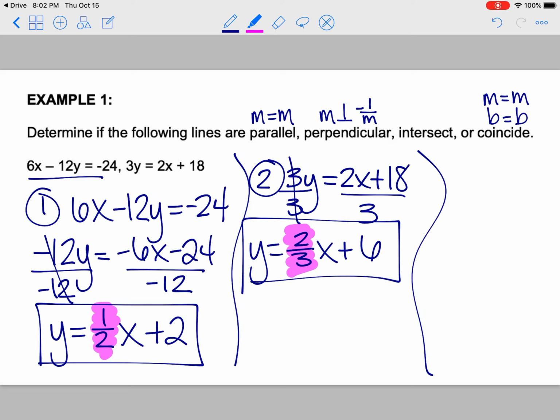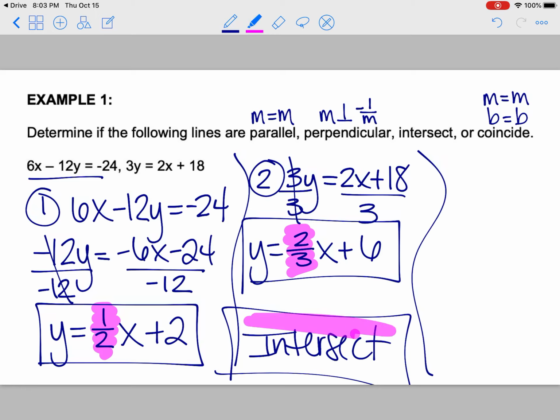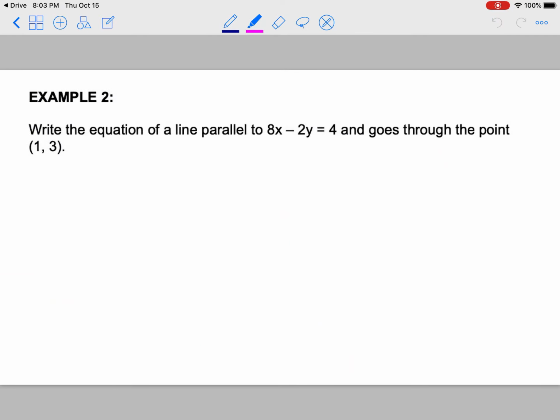So the lines are not parallel because the slopes aren't the same. They're not perpendicular because they are not opposite reciprocals. Coinciding's out if their slopes aren't the same. So all we have left to say is that they intersect. And that would be your final answer. Okay, so remember, we're going to solve our equations for y and then go from there.